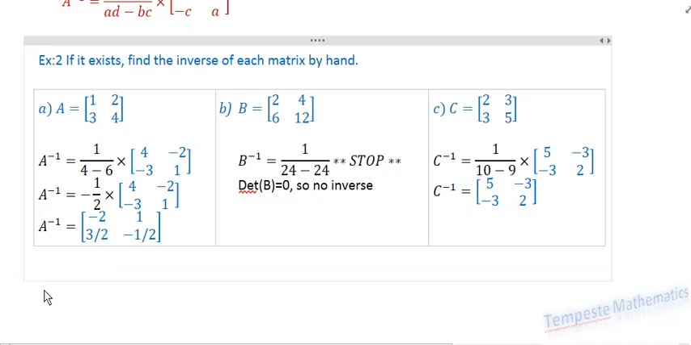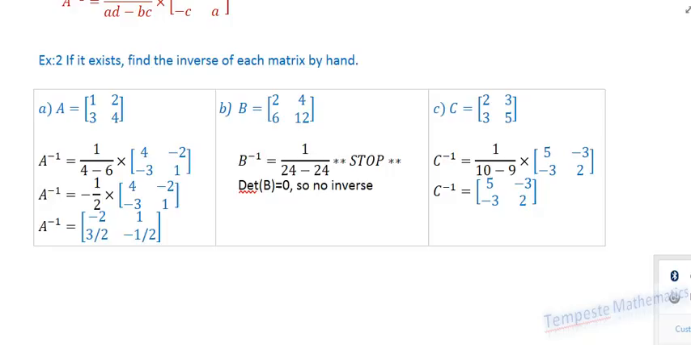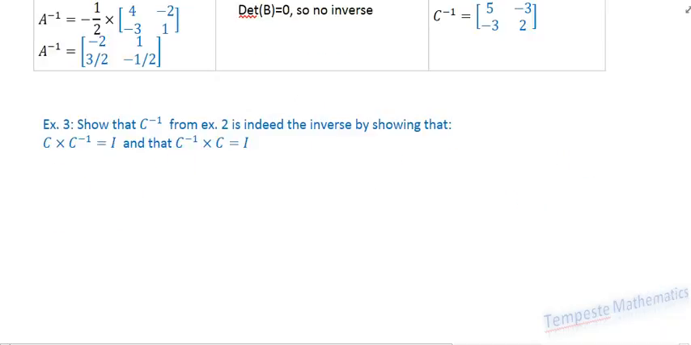Now, as of right now, you're basically trusting me that this works, so let's confirm that when I multiply on both sides with the inverse, it does become the identity. So let's show that this was the inverse by doing a little matrix multiplication. Example 3: show that C inverse from example 2 is indeed the inverse by showing that C times C inverse is the identity and that C inverse times C is the identity. This is a little practice with matrix multiplication that we were doing the other day, so I'll give you a moment to try it on your own.